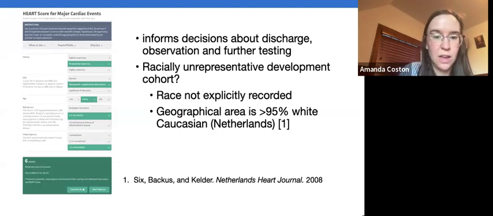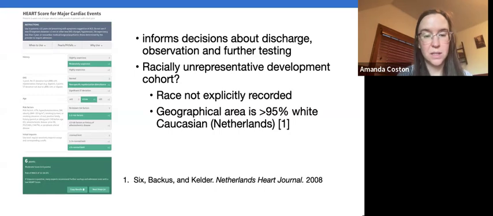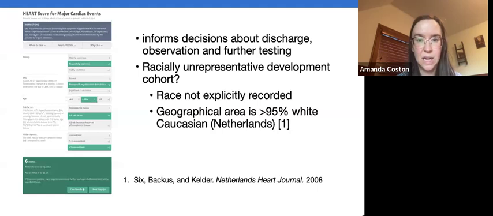So here for the answers I've put in, the score is 6 points, and it says that this is a moderate score because it's falling into this range of 4 to 6 points, where they're recommending admission to the hospital for further clinical observation and further workup and testing. So this is an example of a clinical decision support tool that's informing decisions about whether the patient can be discharged, should be admitted for further observation, whether they should undergo further testing.